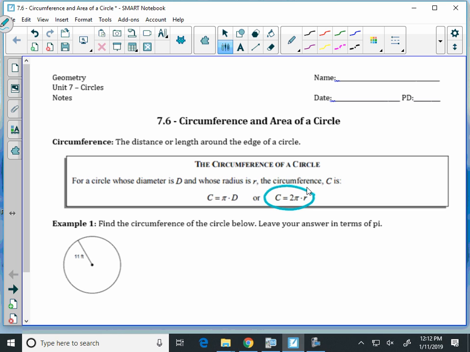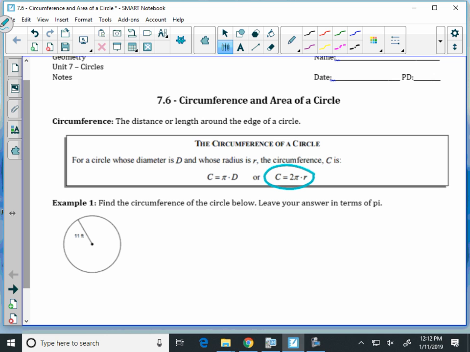So we take a look at this first example. It says find the circumference of the circle below. Leave your answer in terms of pi. Okay, we're finding circumference, so I'm going to write down the formula for circumference. And my directions say leave your answers in terms of pi. That means you do not plug pi into your calculator and treat it as if it was a variable. You only plug numbers in your calculator. Pi is going to be in your answer.